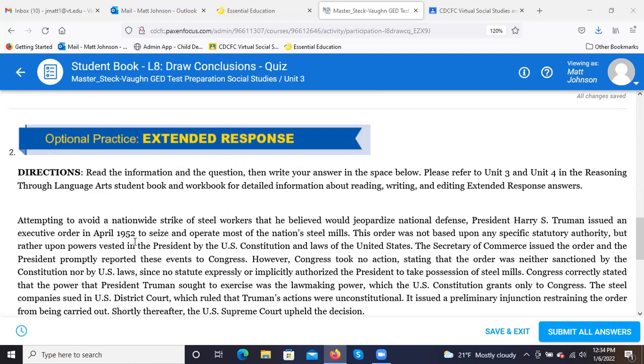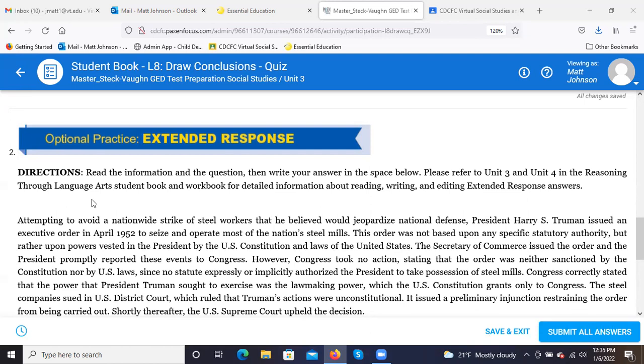So here we go. Attempting to avoid a nationwide strike of steel workers that he believed would jeopardize national defense, President Harry S. Truman issued an executive order in April 1952 to seize and operate most of the nation's steel mills. This order was not based upon any specific statutory authority, but rather upon powers vested in the president by the U.S. Constitution and laws of the United States. The Secretary of Commerce issued the order, and the president promptly reported these events to Congress. However, Congress took no action, stating that their order was neither sanctioned by the Constitution nor by U.S. laws. Since no statute expressly or implicitly authorized the president to take possession of steel mills, Congress correctly stated that the power that President Truman sought to exercise was the lawmaking power, which the U.S. Constitution grants only to Congress.